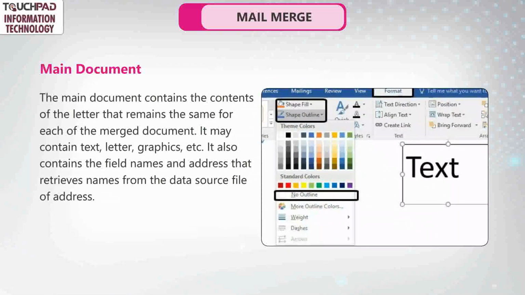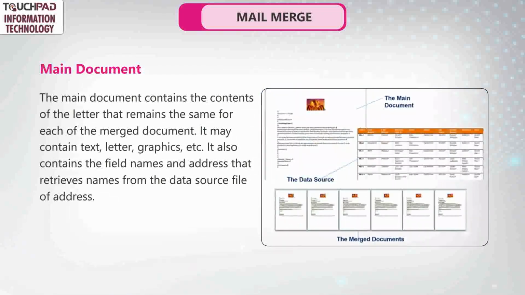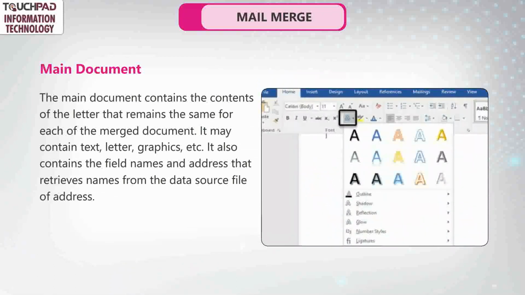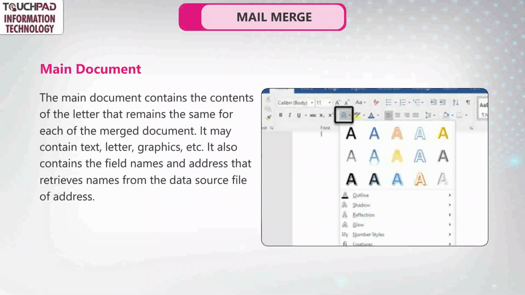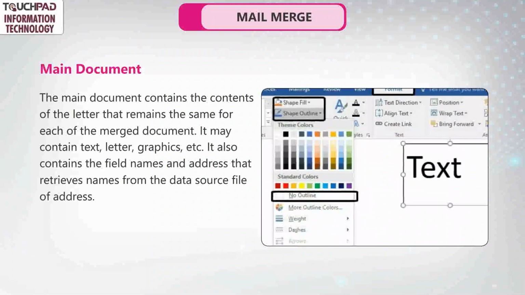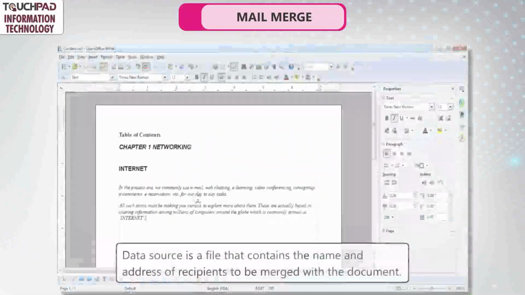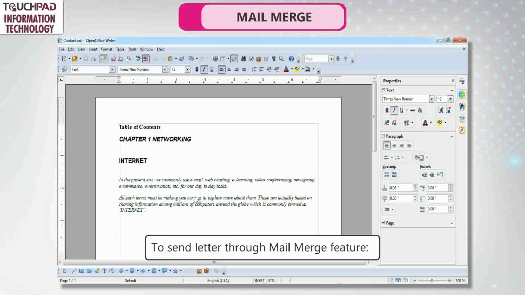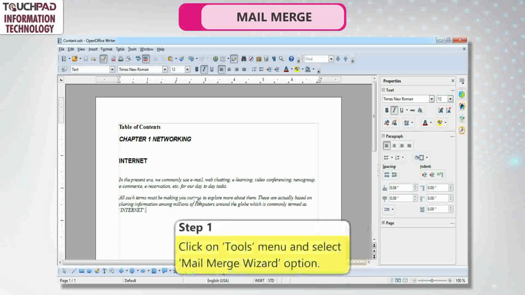Main document. The main document contains the contents of the letter that remain the same for each of the merged documents. It may contain text, letter, graphics, etc. It also contains the field names and address that retrieve names from the data source file of addresses. Data source. A data source is a file that contains the names and addresses of recipients to be merged with the document.